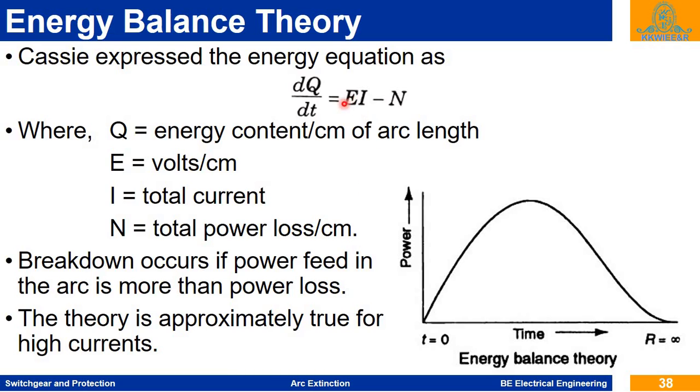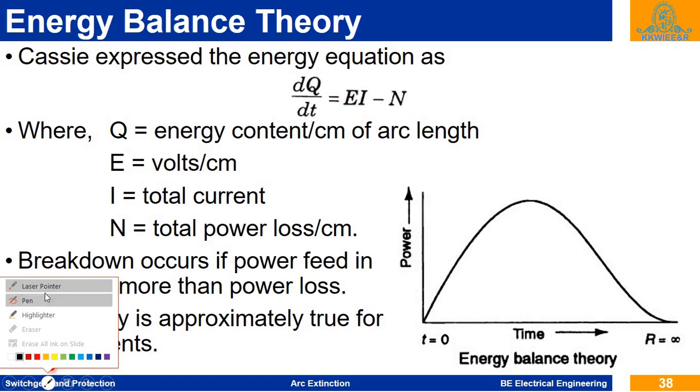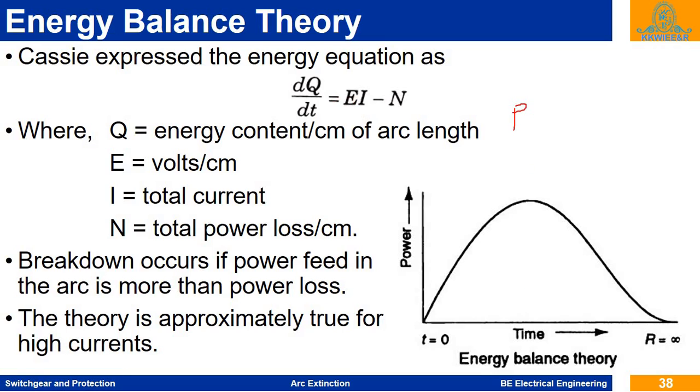So this power P is equal to E into I, so P is equal to V multiplied by I. At the instant when the contacts are fixed with each other, the voltage is 0 and current I is maximum, say I max. So here the power P is equal to 0.